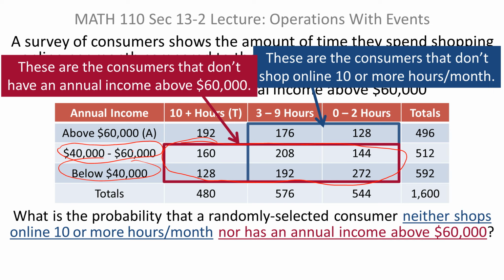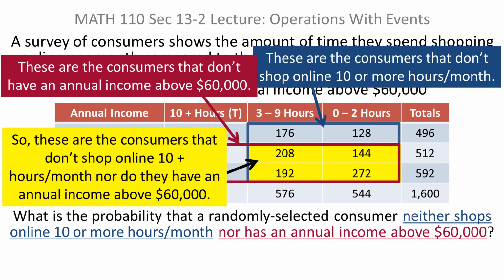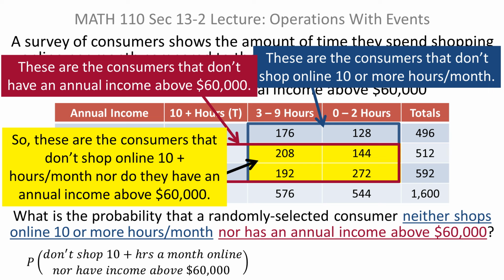So we want to know the probability that a randomly selected consumer does neither. In other words, we're looking for the consumers that don't shop online 10 hours or more per month, nor do they have an annual income above $60,000. And when you think about it, that's just the intersection of the blue box numbers with the red box numbers, and I've highlighted those in yellow. So they're just asking us the probability of being in the yellow area. And that's easy. The probability is simply the sum of the numbers in the yellow box over the grand total of consumers surveyed, which is 1,600.